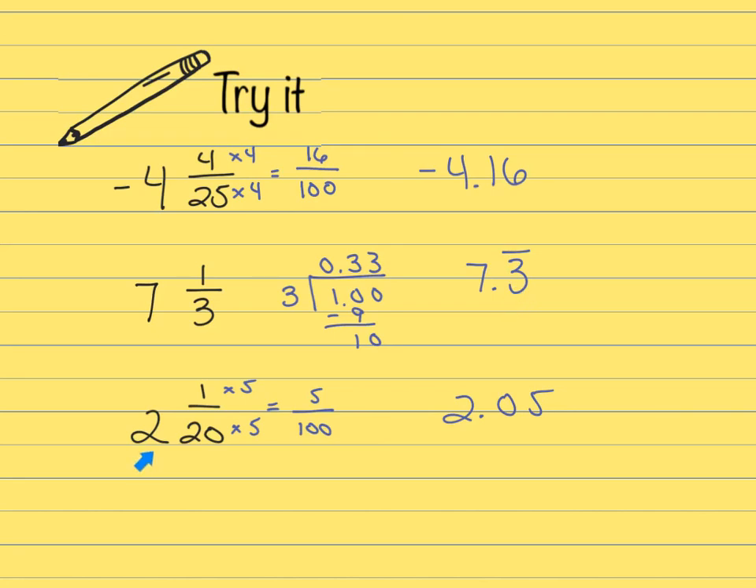And finally, 2 and 1/20. 20 is a factor of 100. We can multiply by 5 to get 100. We can then multiply our numerator, and 1/20 is equivalent to 5 100ths. 2 is how many ones we have. 2 and we have 5 hundredths. We put the 5 in the hundredths place.